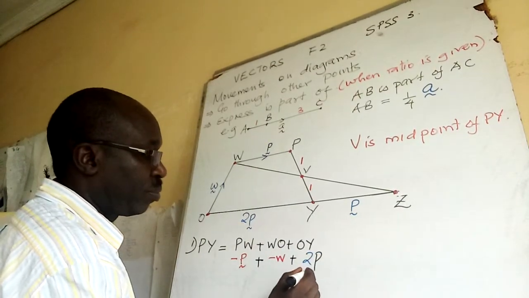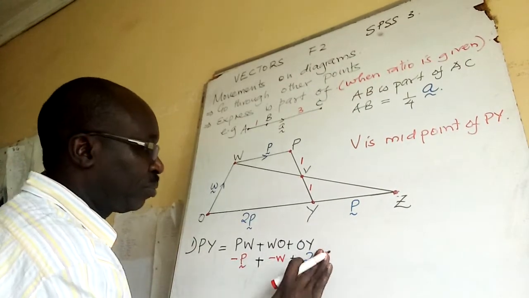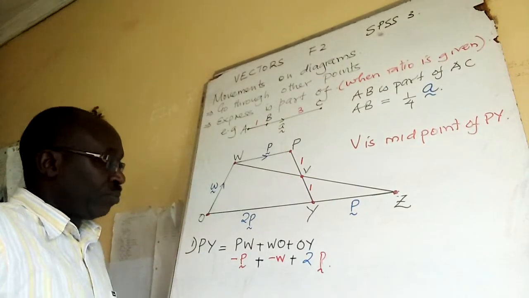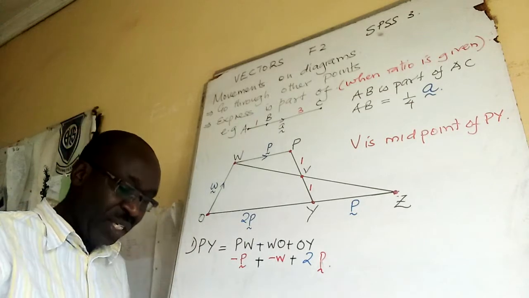2P. Sorry, 2. I want to use colors. 2P. Right. You are very okay. That is correct.